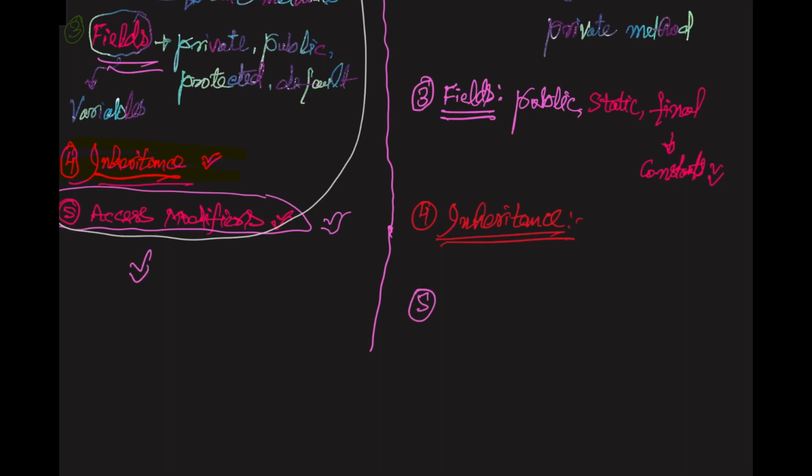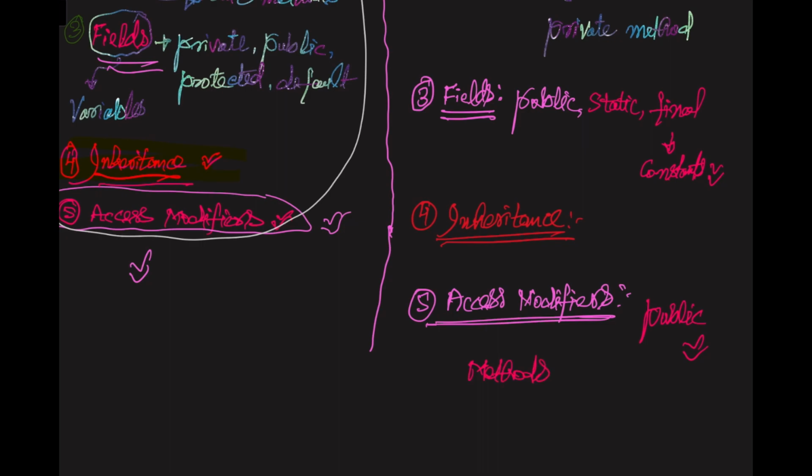I have taken here access modifier. So let's check access modifiers. What is access modifier in interfaces? Methods in an interface are implicitly public. Let me write: methods in an interface are implicitly public. Methods are public.